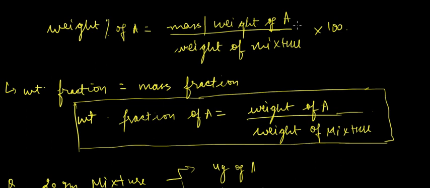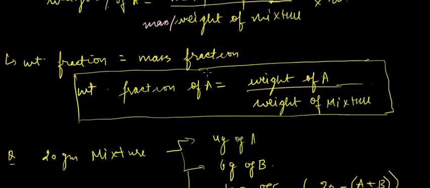mass or weight of A present in the mixture divided by mass or weight of the mixture into 100. And weight fraction would be calculated as weight of A upon weight of mixture, and the into 100 term would not be there because we are calculating a fraction here. And one more thing, weight fraction equals mass fraction.